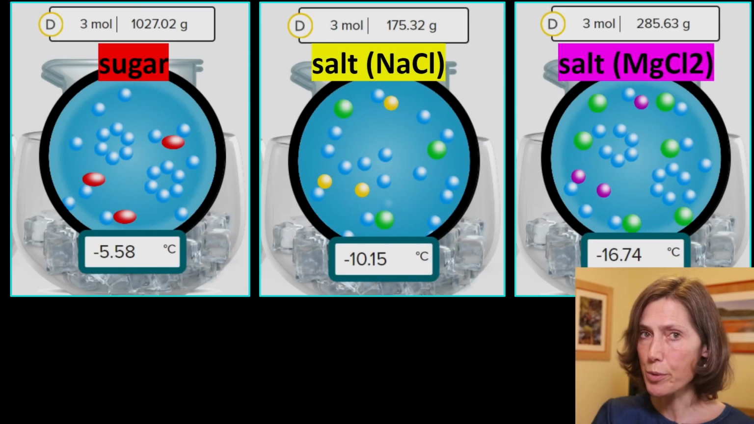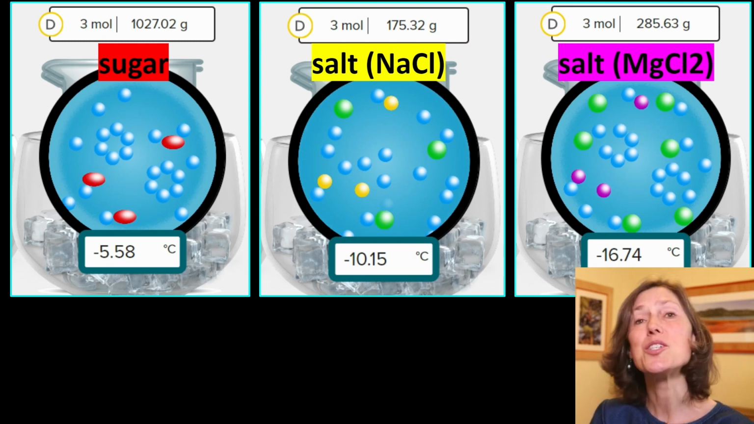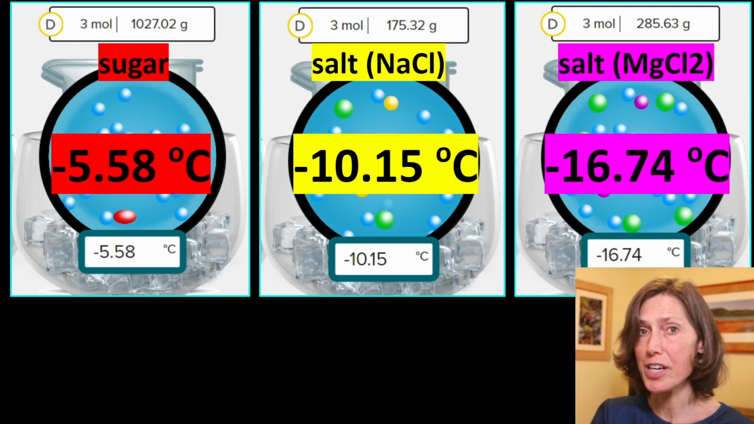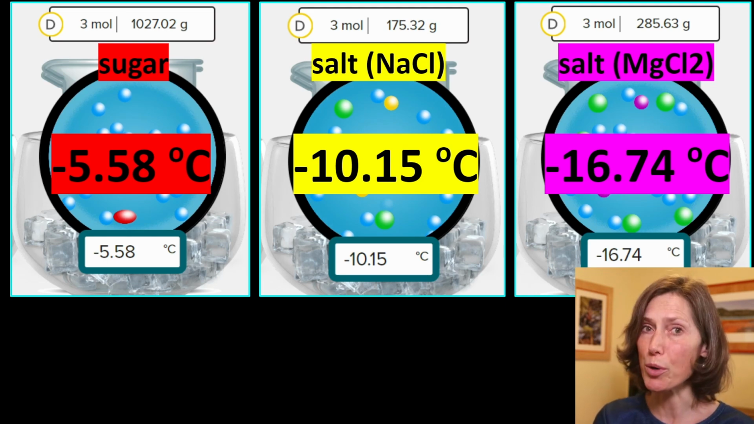Here I've taken screenshots of the 3 different solute options: sugar, salt, sodium chloride, and salt, magnesium chloride. And what you're noticing is, as a greater number of particles are present in solution, the greater the drop in freezing temperature. And alternatively, they can do the same for the boiling temperature.